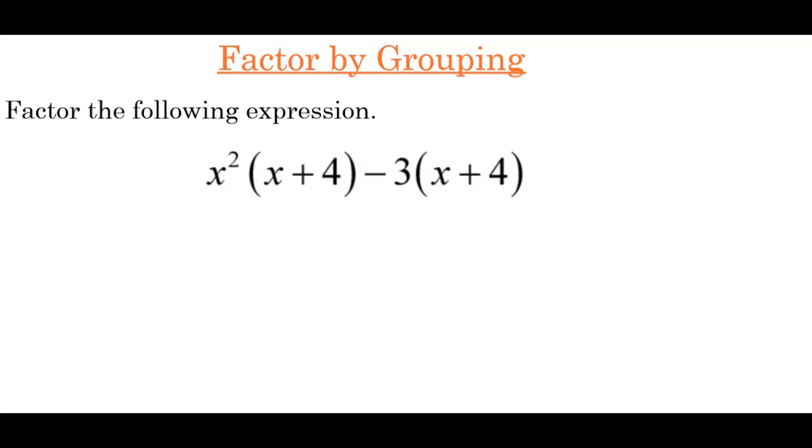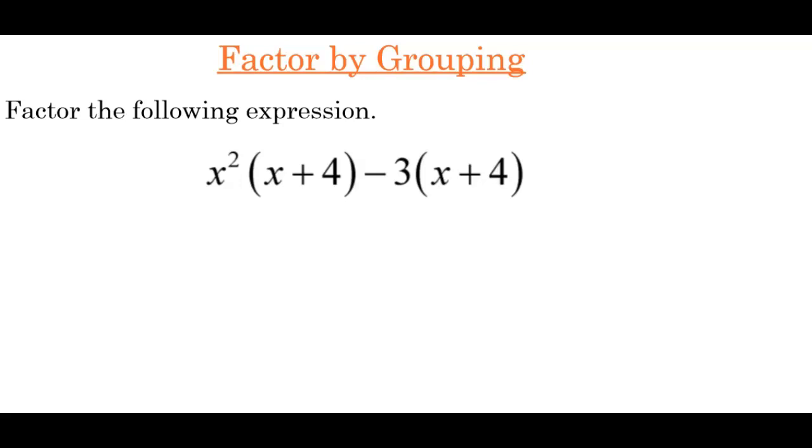Hey everyone, in this video we're going to learn how to factor by grouping. Our first example, factor the following expression, which is x squared times the quantity x plus 4 minus 3 times the quantity x plus 4. Now in order to factor this expression, we're going to have to find a greatest common factor.